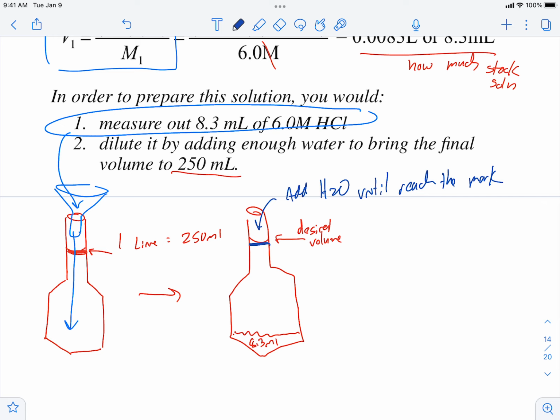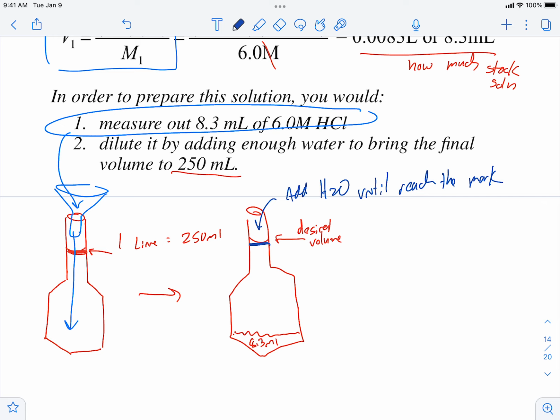If we had calculated that we need 8.3 milliliters of the concentrated stock solution, and if someone else says, well, why can't we just add 242.7 milliliters of water? Because 242.7 plus 8.3, sorry, is it 241.7? 241.7 plus 8.3 adds up to 250, right? Can't you just measure the water carefully and add it? And the answer is no.